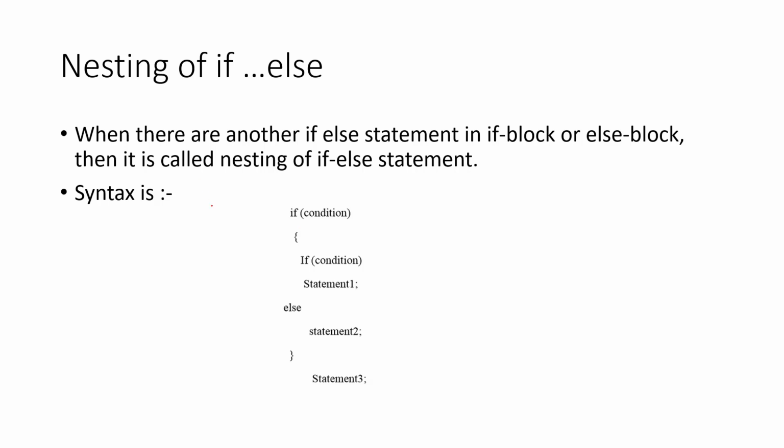Nesting of if else means a condition under a condition. If this is true, then it goes on to check whether this condition is true or false. Then comes its else part, which is not necessary to be there. When there is another if else statement in an if block or else block, it is called nested or nesting of if else, meaning if else within the if or else body for multiple condition checking.